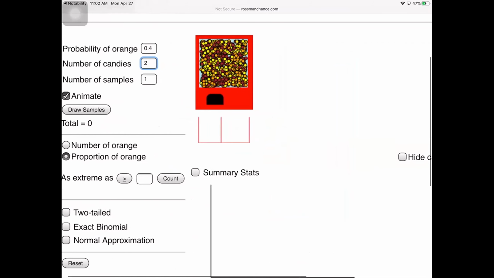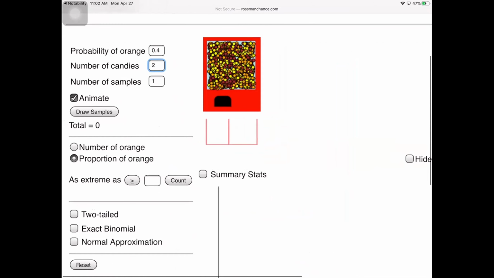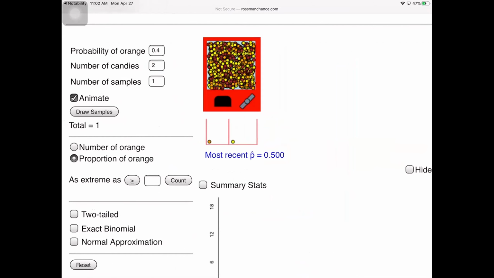We're going to randomly select 2 candies from this dispenser, and we just want to record what proportion of the 2 candies were orange. So let's do this one time. If you look at it, we got 1 orange and 1 yellow, so we got 50%. At the bottom, it says p-hat is equal to 0.50.